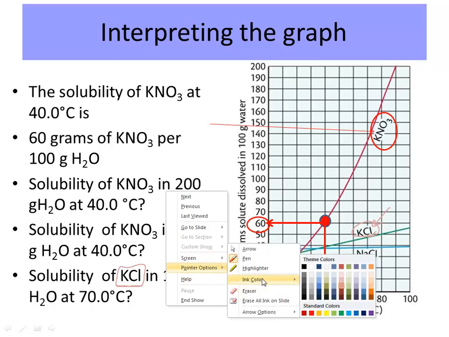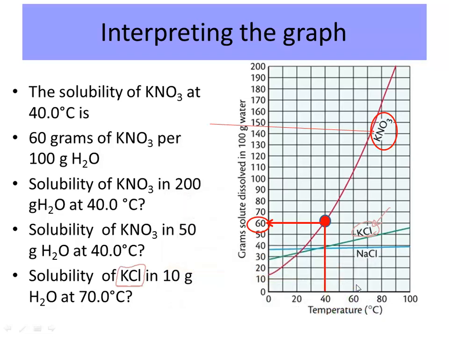Anybody want to pick a color? Purple. So you have 70 degrees Celsius. So I'm talking about the KCl line at 70 degrees Celsius. I get a point about right over here. What do you guys estimate that point is? 48. So we get this point right here. 48 grams of what? What solute am I referring to?